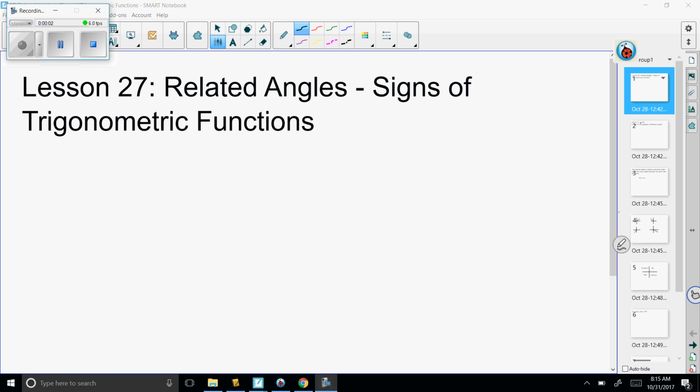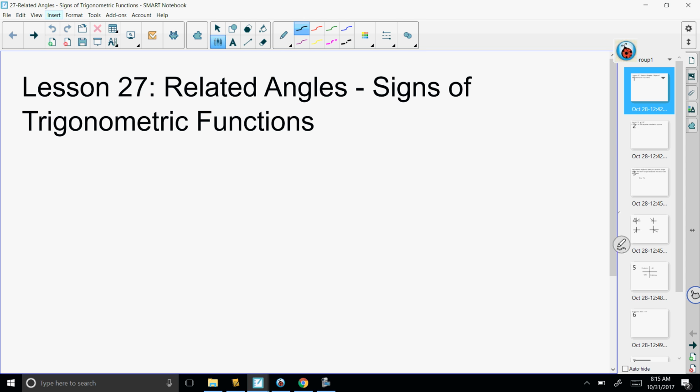Okay, so the next lesson is related angles, signs of trig functions. Related angles is just when we are going to make reference to a certain vector. We have to come up with the related angle, and we've already done that when we've been adding vectors together. Remember, a vector is going to give you a magnitude in a certain direction. Those are the problems that you worked with last year.